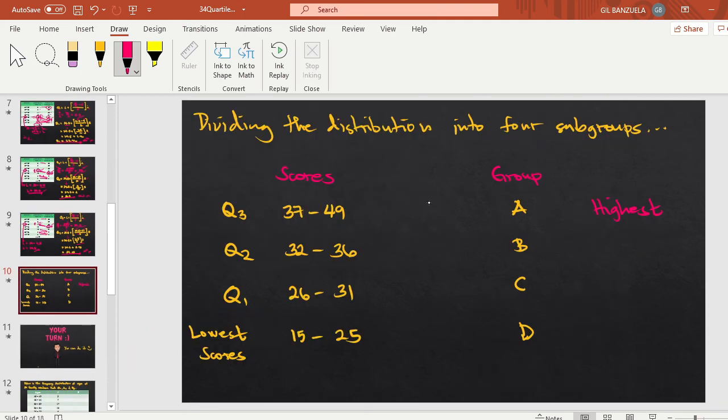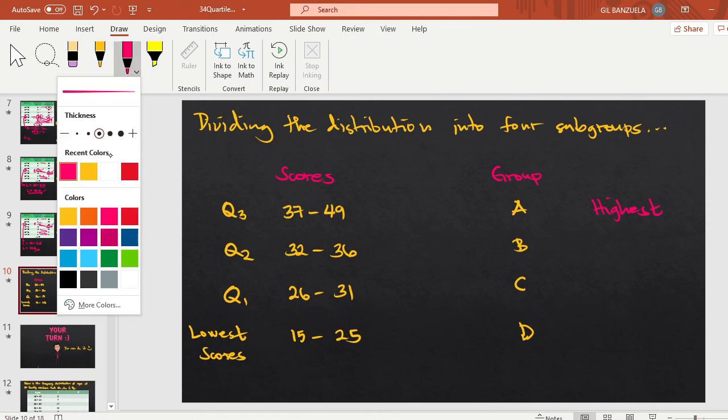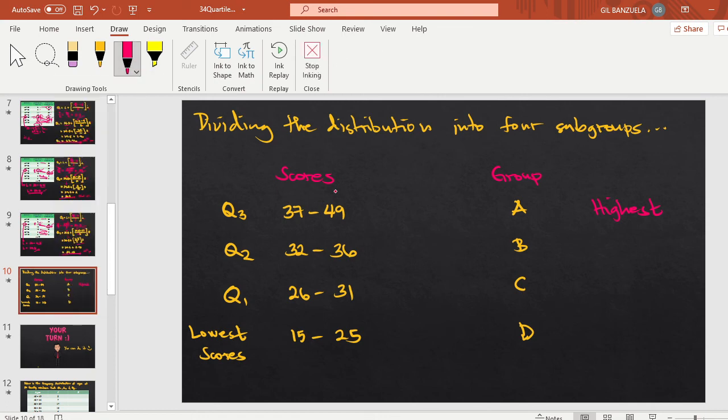Okay, now let's divide the distribution into 4 subgroups. Alright, quartile 3 is at the 37th position, quartile 2 is at the 32nd, and quartile 1 at the 26th position. Of course, the rest are 15 to 25.